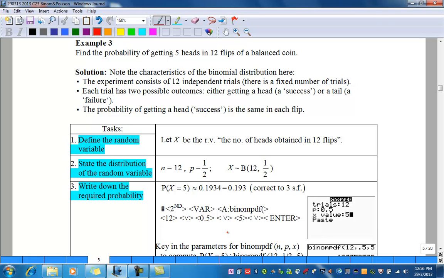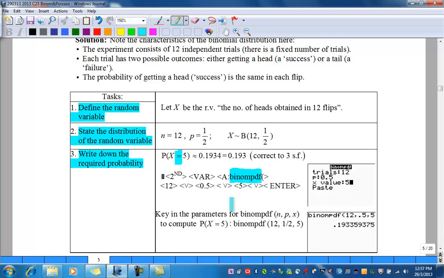The command for the GC is as shown. Second variable, A, selecting binomPDF. Taking note that when it is equal, it is PDF. Key in the parameters for binomPDF with the n value, p value, and x value to compute the probability of X equals 5 as shown in the screenshot.